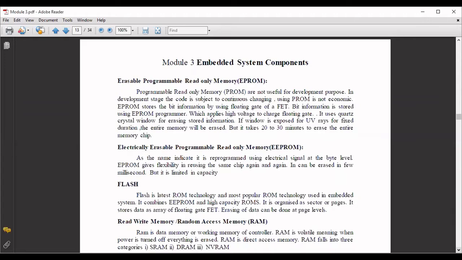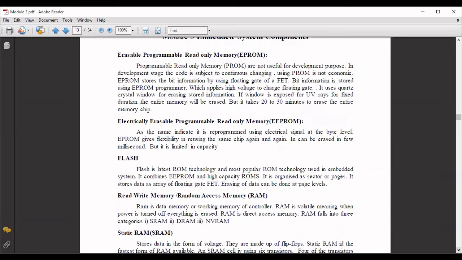In the same way, you have flash memory. It is the latest ROM technology, the most popular read-only memory technology used in embedded systems. It combines the EEPROM and high capacity ROMs. It is organized as sectors or pages, and it stores the data as an array of floating gate FETs.